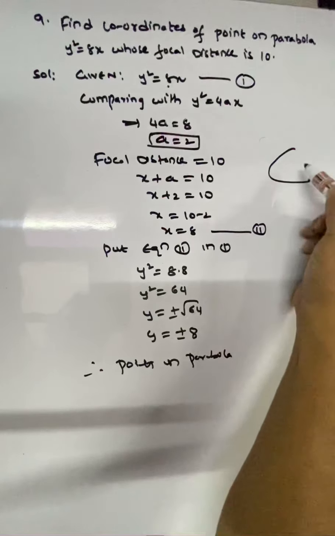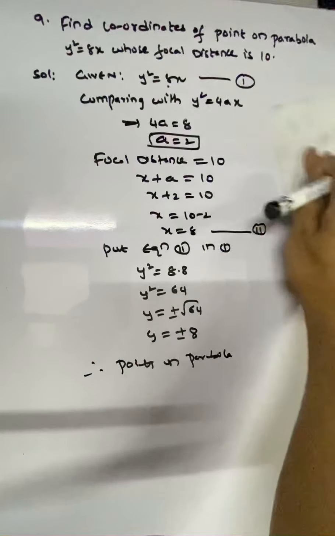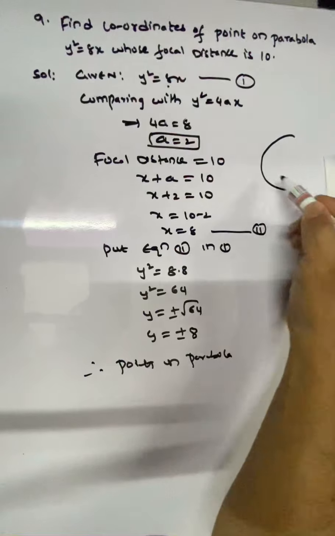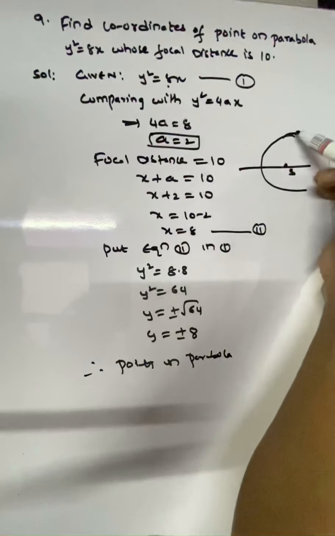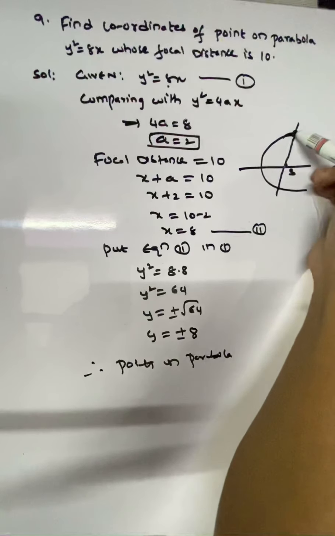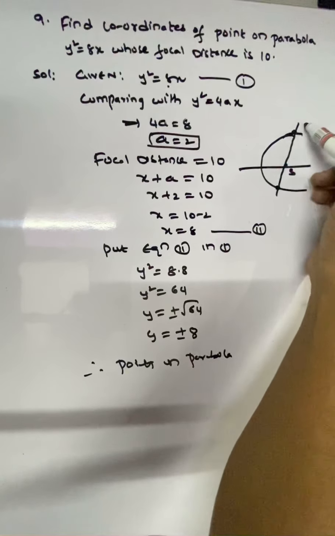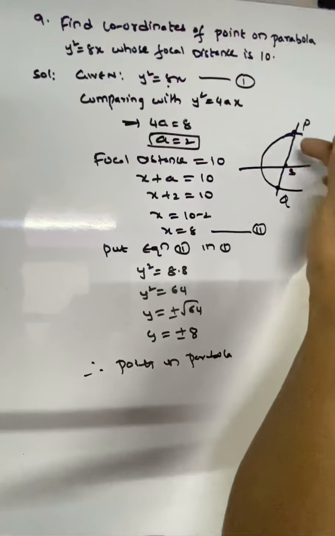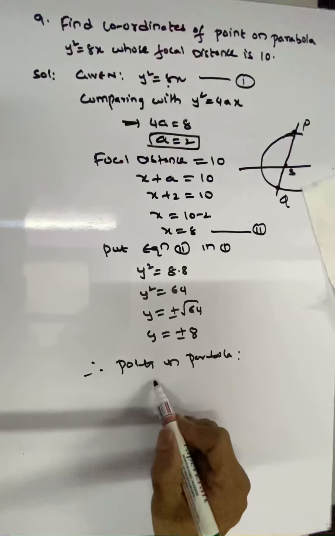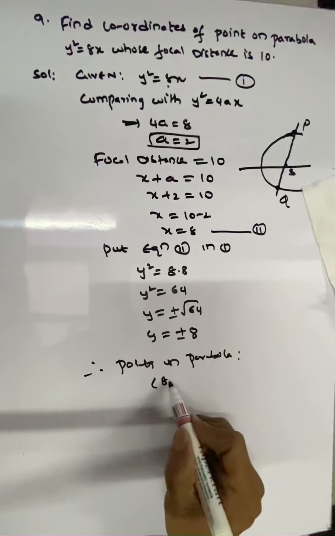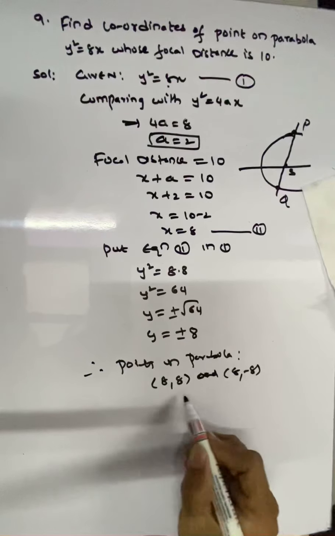See, if there is a parabola with a focus S, focal distance means the distance of this chord, which is 10. So what we have done: we need these 2 points actually, points on the parabola. If we substitute the focal distance formula in the parabola, we get these 2 points. So the points on the parabola are x comma y, which is 8 comma 8 and 8 comma minus 8. Those 2 points we got.